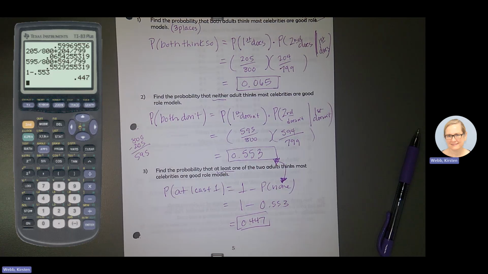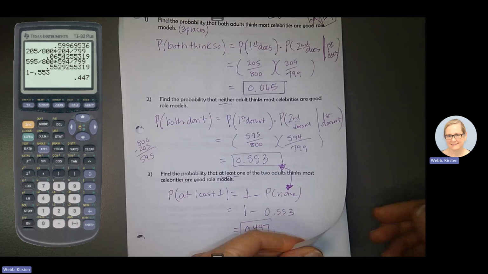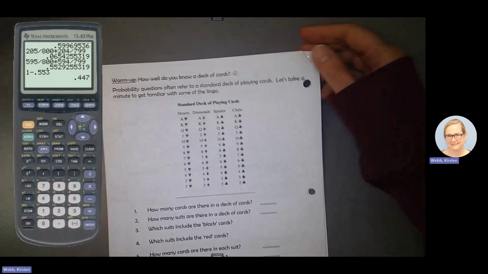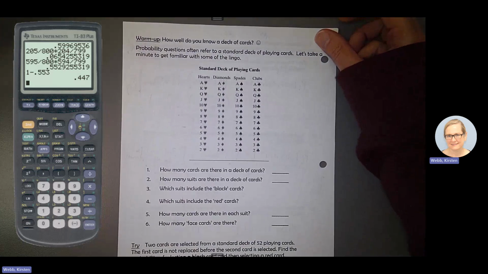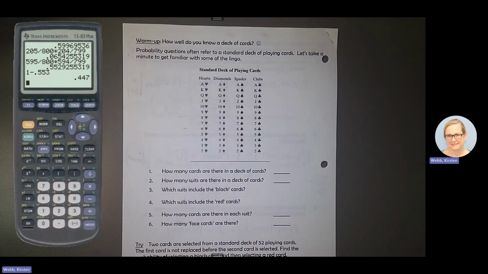Pretty common for probability questions to ask about a deck of cards. And sometimes people know a deck of cards really well, other times they don't. So let's just kind of go over some of the basics, make sure we have a bit of information in case we need to know about a deck of cards. You might be able to jump right in and answer them all straight away. Got 6 questions down there. Give you a minute to see what you know already.